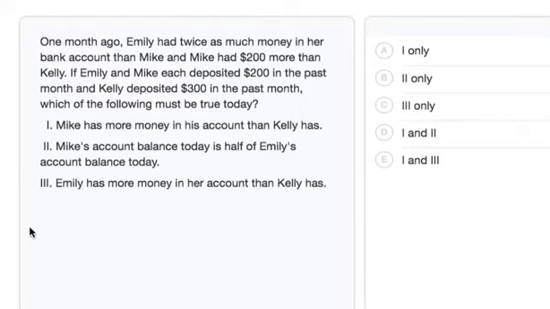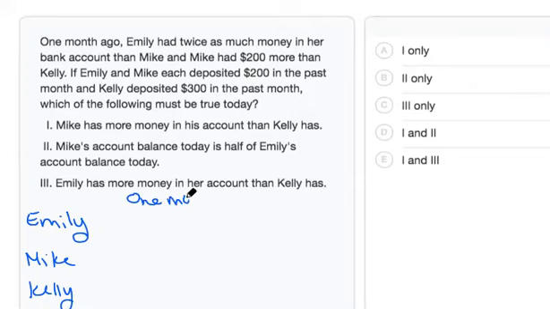So for each bank account, let's go ahead and jot down the name of each person. So Emily, then we have Mike, and we then have Kelly. And let's make a column for 1 month ago. So 1 month ago, Emily had twice as much money in her bank account than Mike.